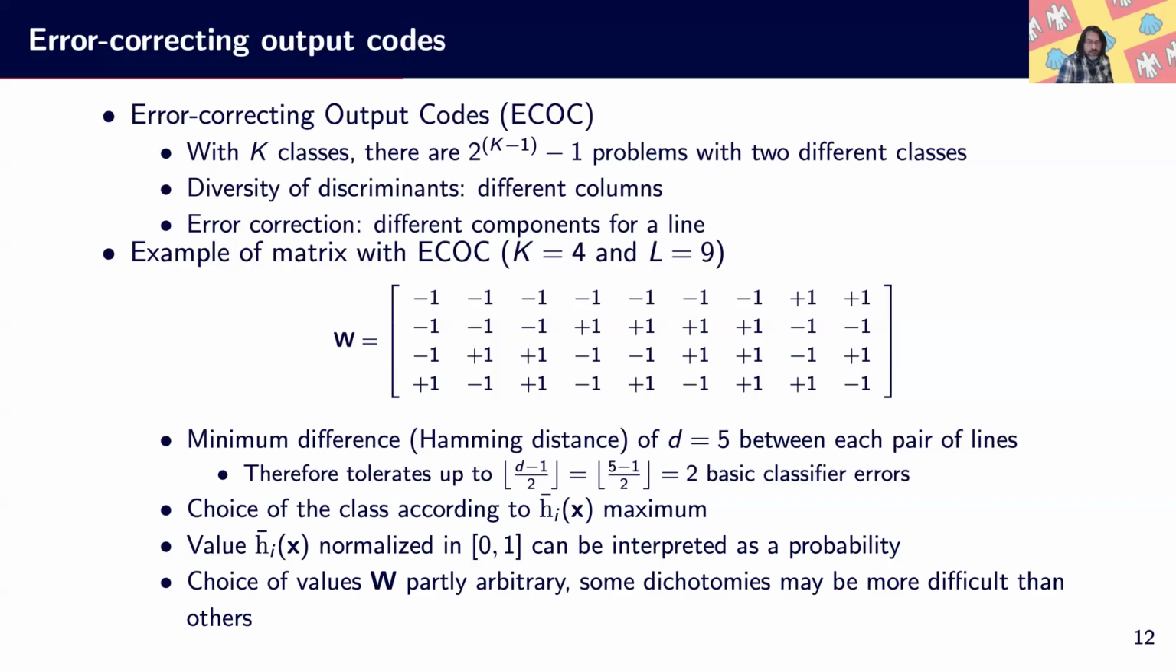So, like I say, the matrix W here is partly arbitrary. There are some patterns in it, but basically it's something that we often do manually with some basic algorithms.